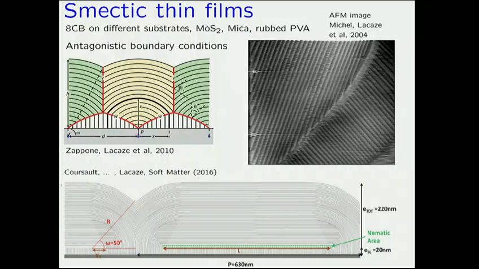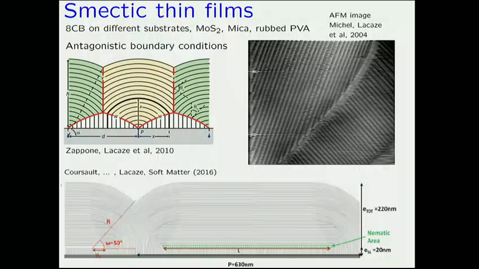Now, when you look at one of these streaks from the side, this is the bottom, the substrate. The liquid crystal is poured onto different kinds of surfaces, mica, for example, or molybdenum sulfide, or a rubbed PVA. So, for example, from here to here, this is just a representation. I'll try and explain a bit more. From here to here would be the cross section of one of these layers. This is a photograph, of course, but these are representations.